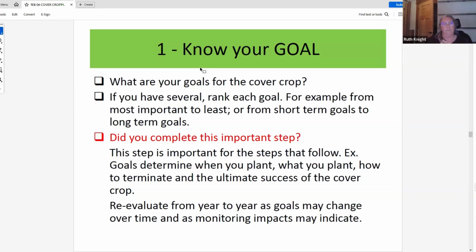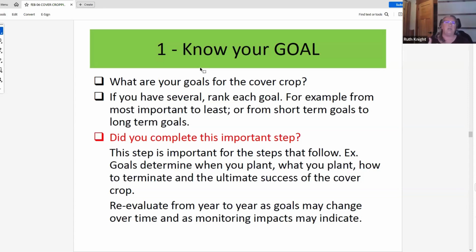And this important step is emphasized because the goals determine when you plant, what you plant, how to terminate it, and the ultimate success of your cover crop. And these goals may change over time, as your monitoring and observations indicate changes are happening, or you're making progress.